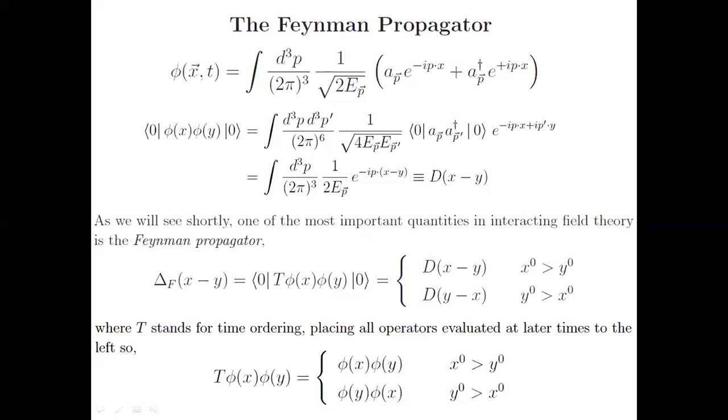Now I define the Feynman propagator as the time ordered product of the expectation values. I define the Feynman propagator simply like this. It is the expectation value of the time ordered product of two operators. So it is equal to D of x minus y when the time component x naught is greater than y naught, or it is D of y minus x when the time component of y is greater than the time component of x. So this is the definition of time ordered product.